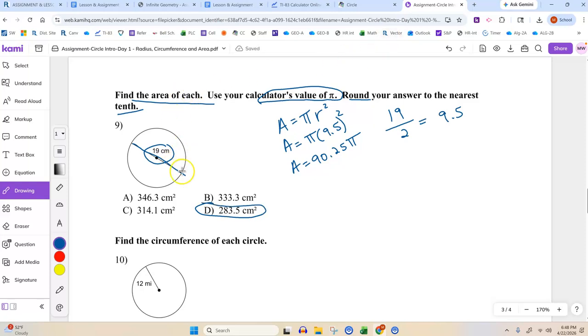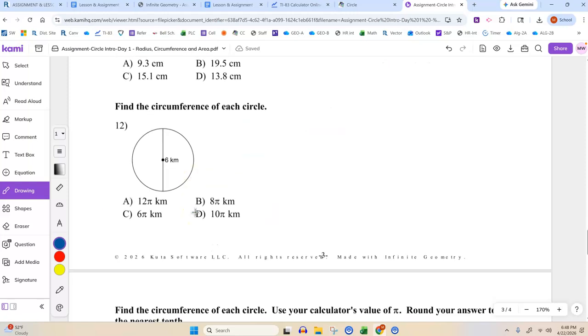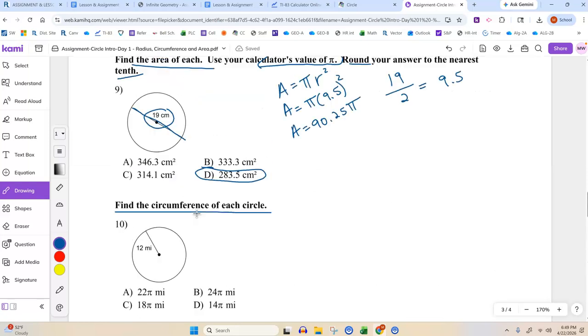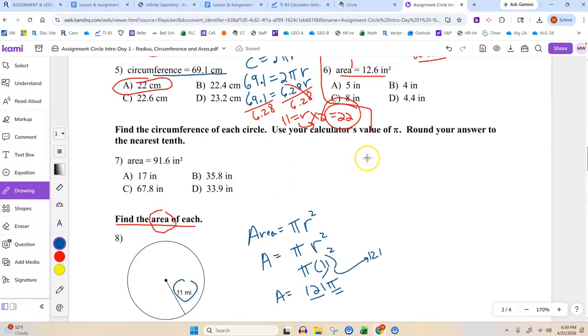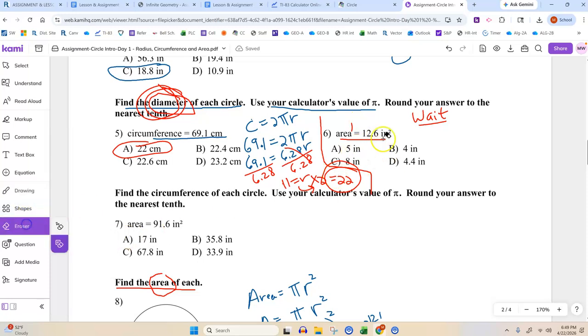So what next? Find the circumference of each circle. Okay, this is going to be where you do your review. From here on out, the rest of the questions, there's not that many, but you go ahead and finish those off, and that'll be your review questions. All right. Well, how do we get numbers 6 and 7? You may want to try it if you want, but I will go ahead and show you the solution for those as well.